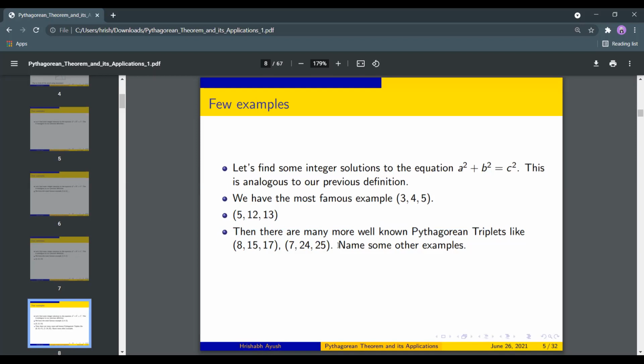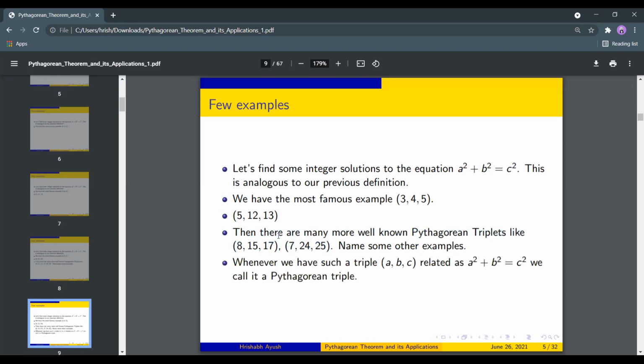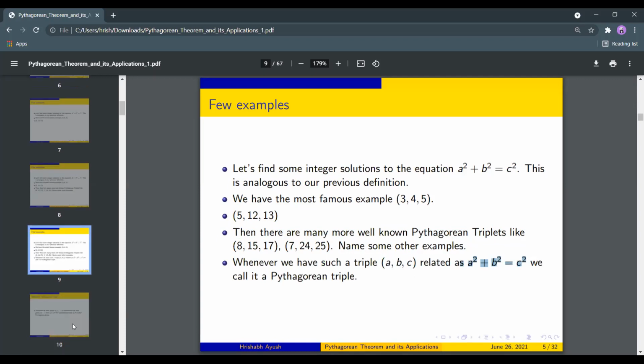You could also name some other examples. Any guesses? You could type it in the chat. Feel free to unmute and speak. Anything works. 15, 20, and 25. Yeah, we'll see more about it. Whenever we have such a triplet, A, B, and C related as A square plus B square equals C square, we call it a Pythagorean triplet. Everyone knows this, and there's nothing special about it, but I just included it so that you have the knowledge.